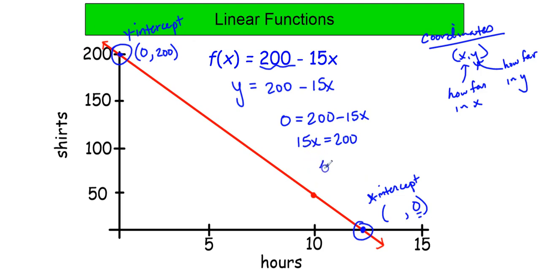And solve for x, a little quick math. 200 divided by 15 is going to give me 13.33 repeating. So my coordinate here, when y is 0, my coordinate would be 13.33 repeating.